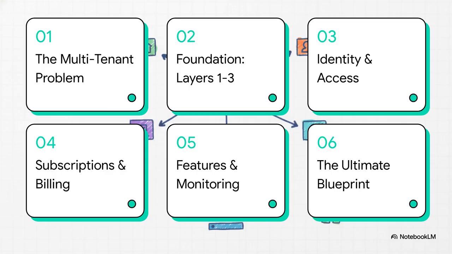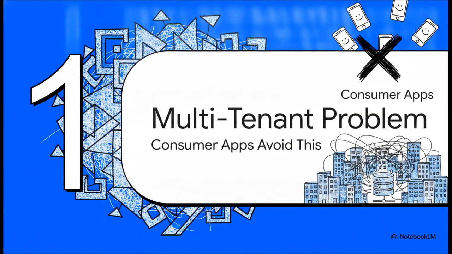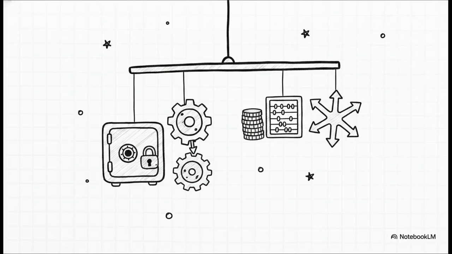Let's get into it. Part 1, the multi-tenant problem, or why consumer apps honestly have it easy. If you've built consumer apps before, B2B SaaS is a whole different beast. The strict requirements are pretty daunting. You literally have to completely isolate every single customer's data, even though they're all hanging out on the exact same application. You've got to allow custom per-tenant configurations without forking your code base for every new client.